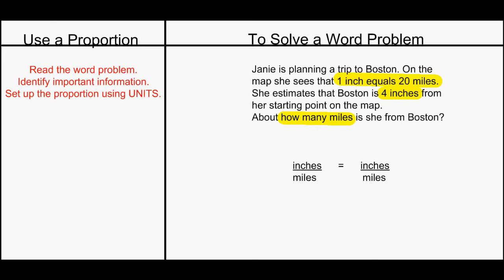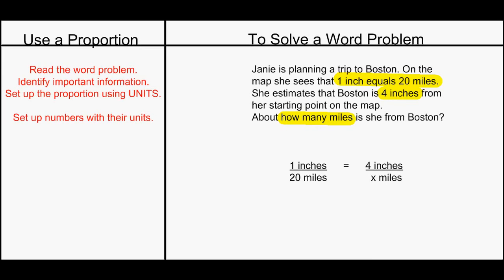We set up our 2 fractions, inches over miles. Both fractions are set up inches over miles. Now we fill in the numbers that go with the units. 1 inch on the map corresponds to 20 miles, first fraction. 4 inches on the map corresponds to x miles. We don't know the miles to Boston.